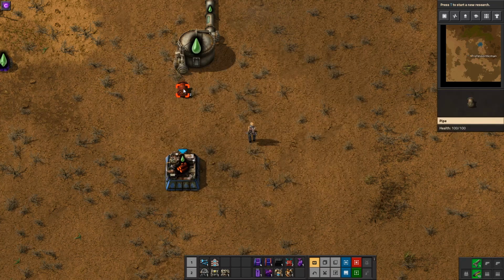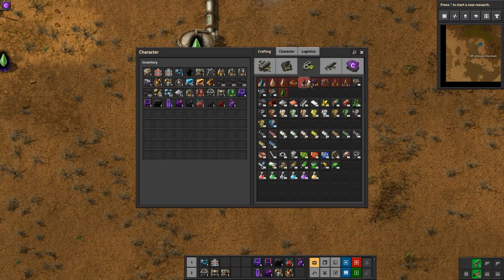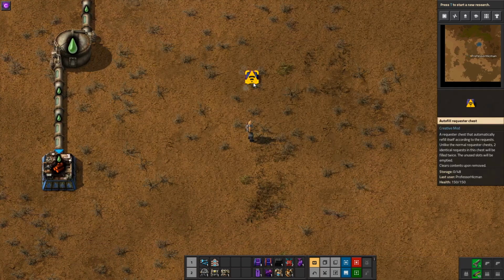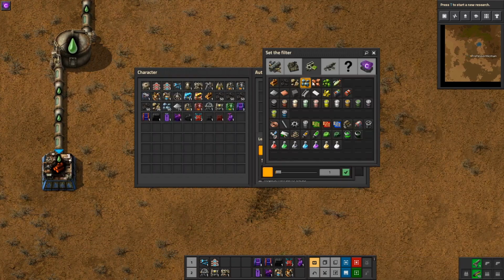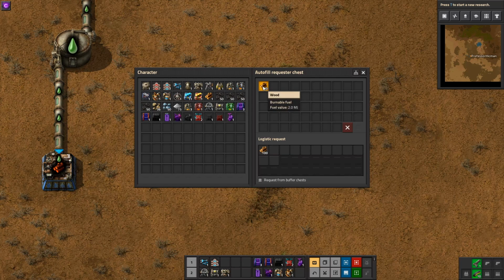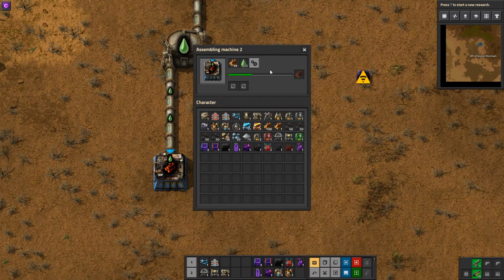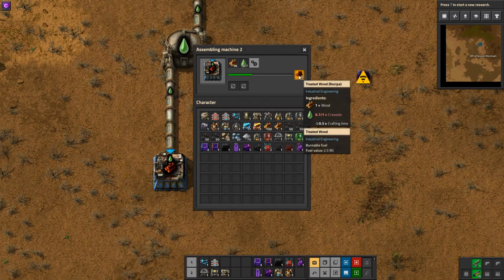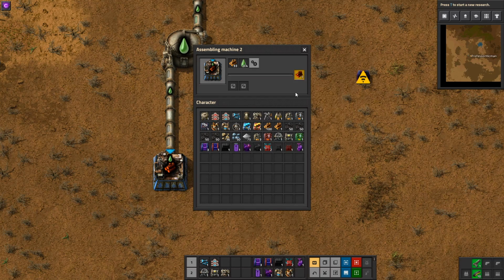So what you can do is take your creosote oil, and you can get a bit of wood, which again I do not have. And you can take the wood, chuck it in, and as you see, 1 creosote and 1 wood makes 1 treated wood. So what do we use treated wood for?